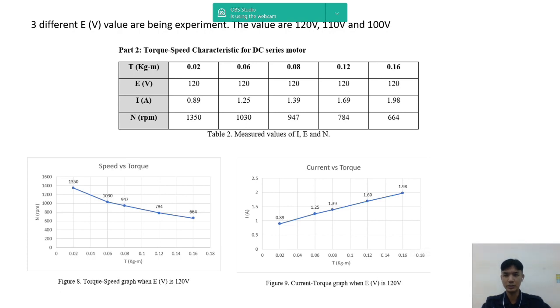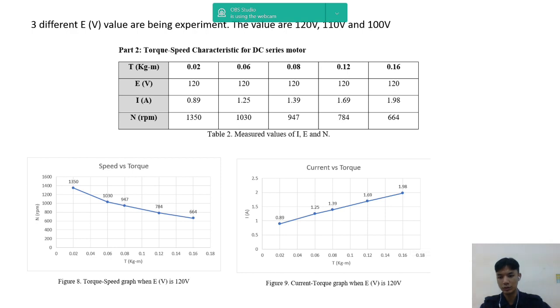Okay, for part 2, torque speed characteristic for DC series motor. There are 3 different voltage values being experimented. The values are 120 volt, 110 volt, and 100 volt. Okay, for this part, I will show you the table result of 120 volt.